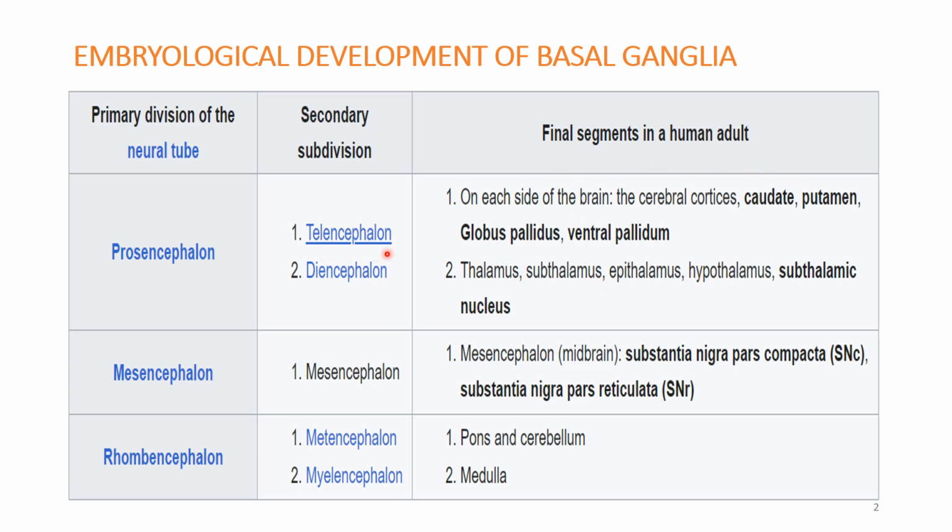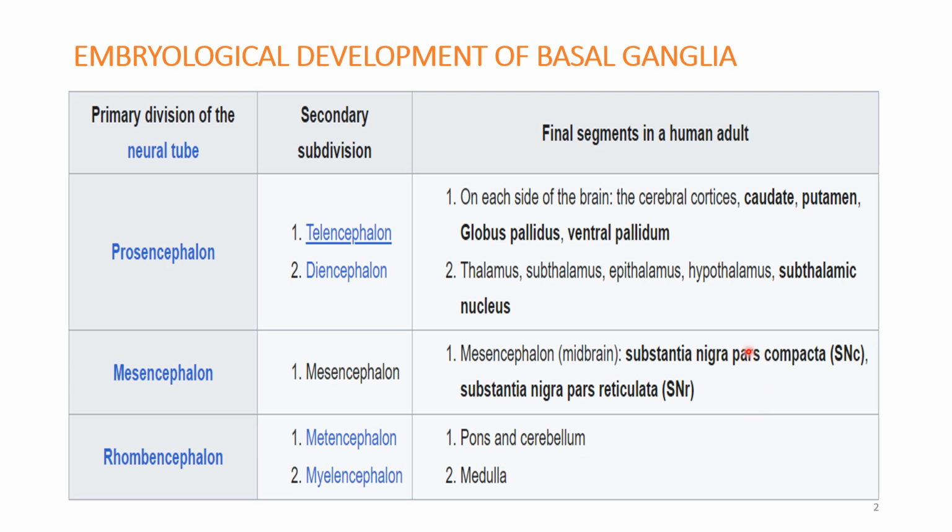So, from the telencephalon, on each side of the brain, it forms the cerebral cortices, caudate, putamen, globus pallidus and ventral pallidum. The diencephalon forms thalamus, subthalamus, epithalamus, hypothalamus and subthalamic nuclei. The mesencephalon forms midbrain, substantia nigra pars compacta and substantia nigra pars reticulata. Metencephalon forms pons and cerebellum and myelencephalon forms medulla.